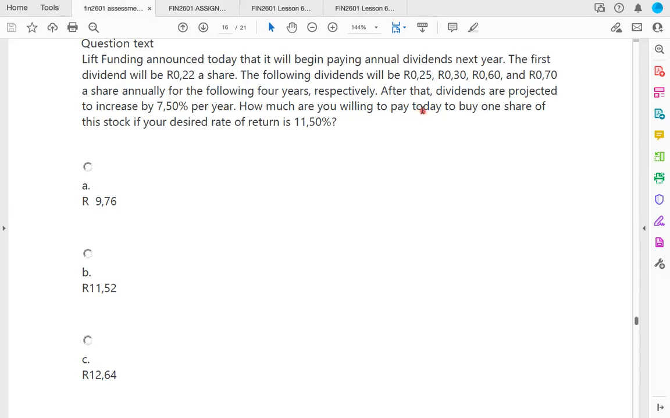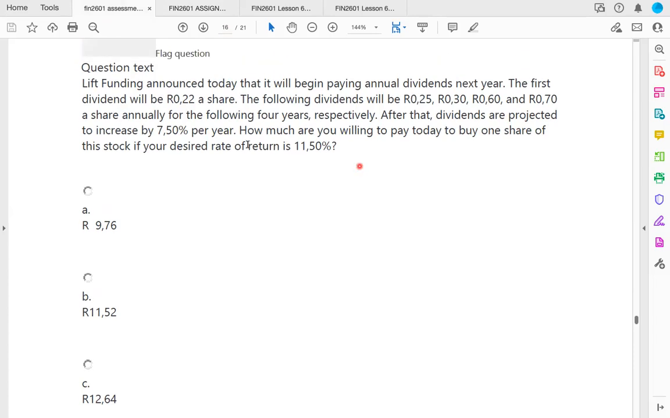How much would you be willing to pay today to buy 1 share of the stock if you desire a return of 11.5%? Again, this is a similar type of example. The only key difference here is that the final dividend is going to be growing at 7.5% rather than being a no growth dividend. But the approach is still the same.